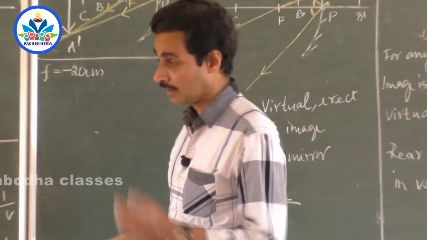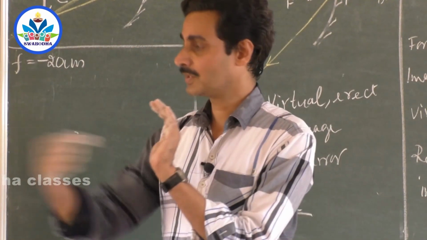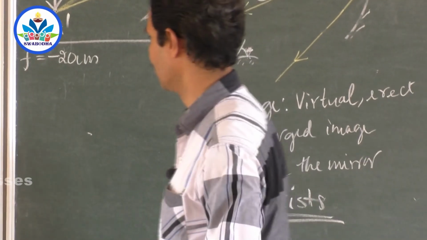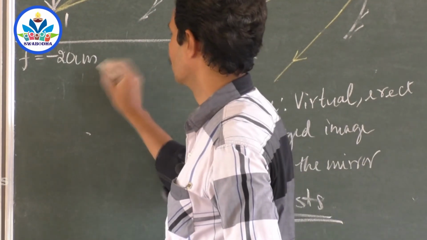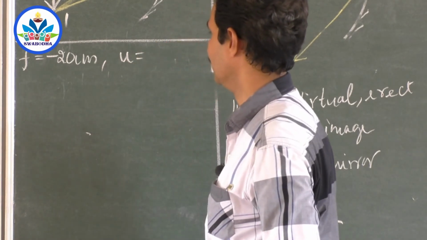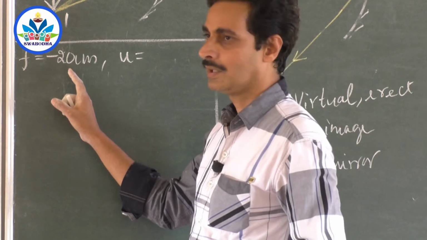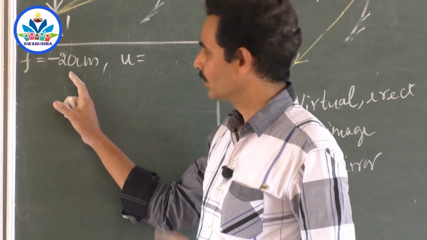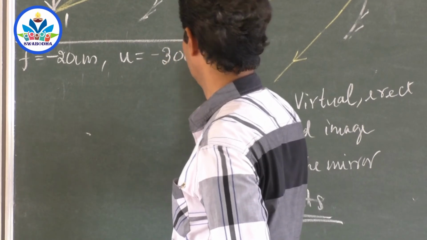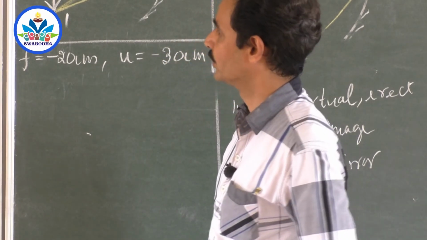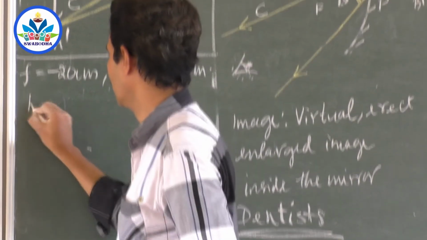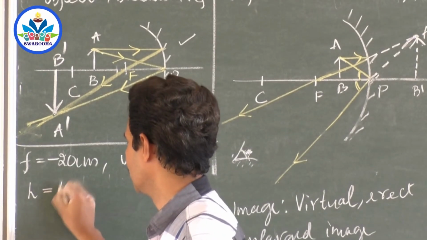The reason is the focus comes on the same side as the incident rays, but you have to measure it in the opposite direction. And then the object distance should be between F and C. Center will be at 40 and focus will be at 20. So we will select some 30 centimeters. Object distance 30, minus 30 I will choose on this side, and the height of the object is 10 centimeters.